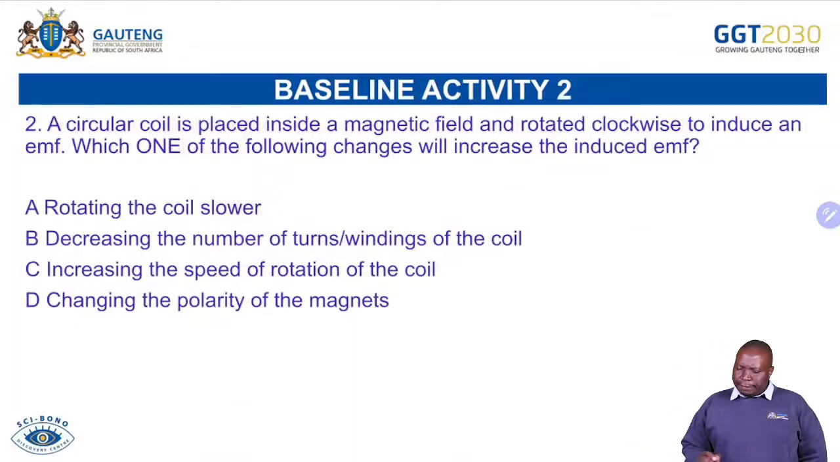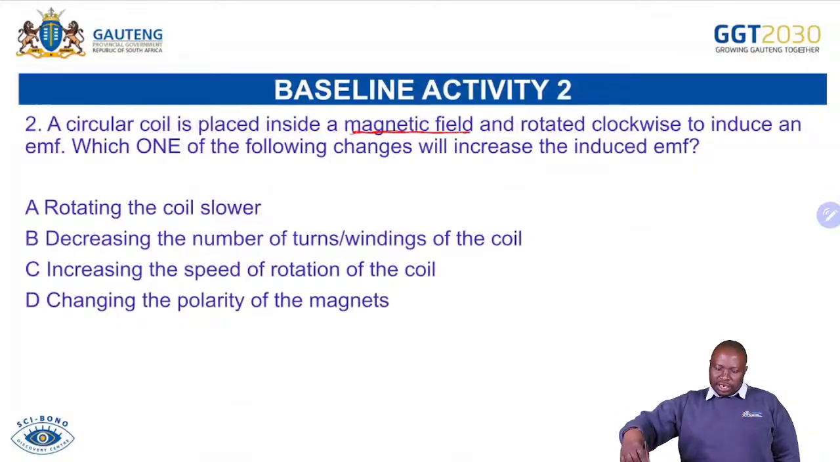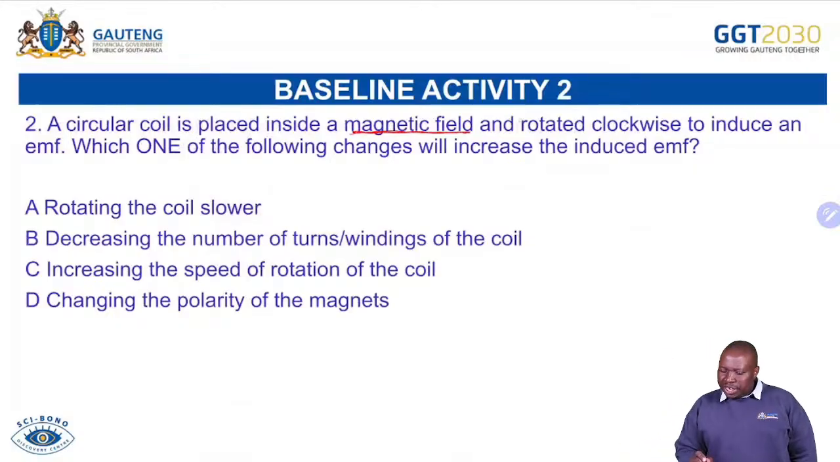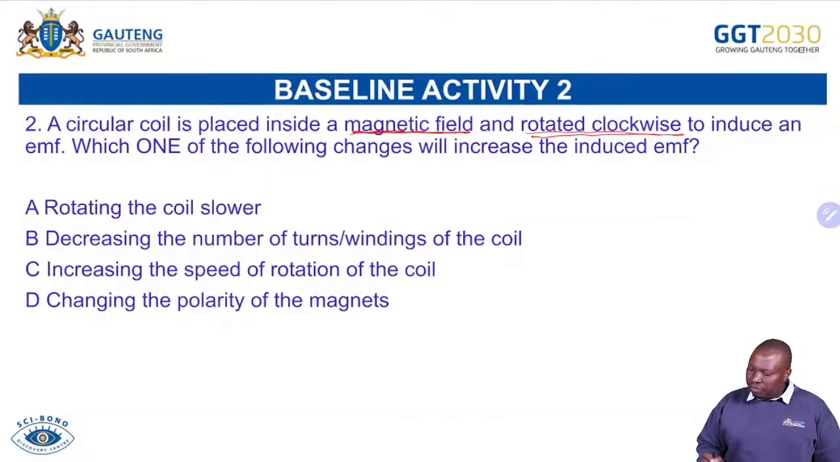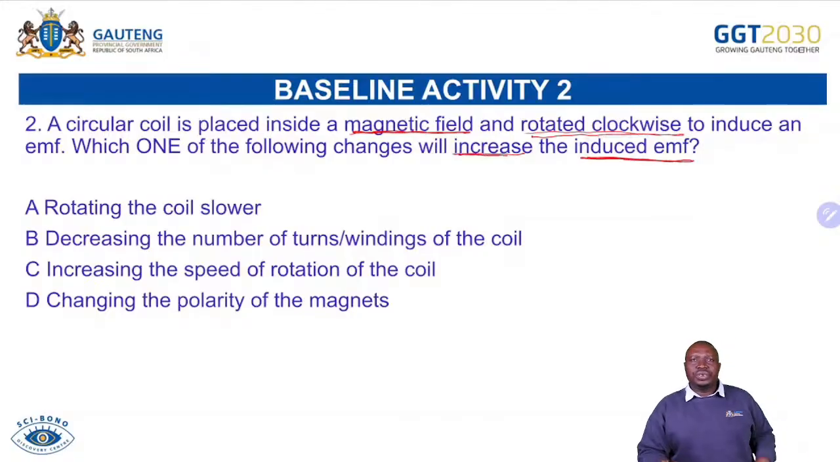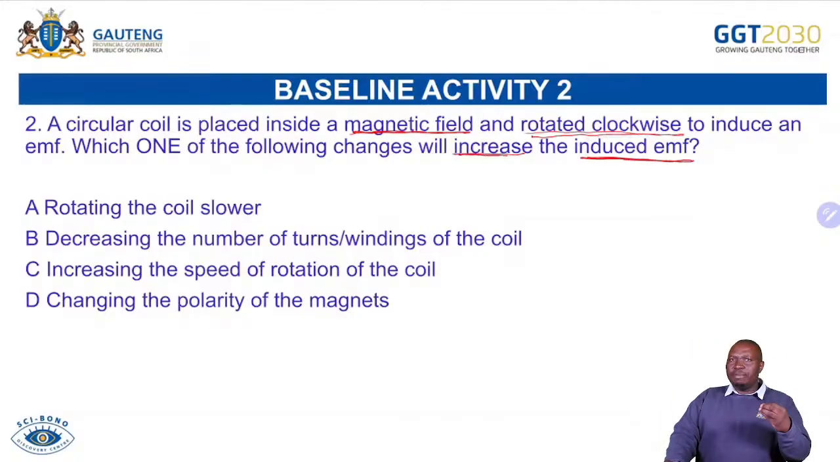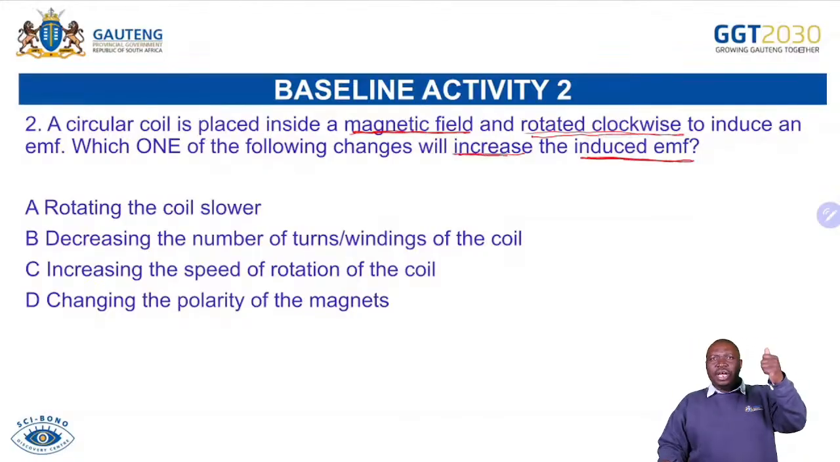Now let's move. This one is saying a circular coil is placed inside a magnetic field. If we put the coil inside the magnetic field and rotate it clockwise, you see, we said there must be movement. It is being rotated clockwise to induce an EMF. Which one of the following changes will increase the induced EMF? We are going to do this even in this lesson: how can we increase the induced EMF?